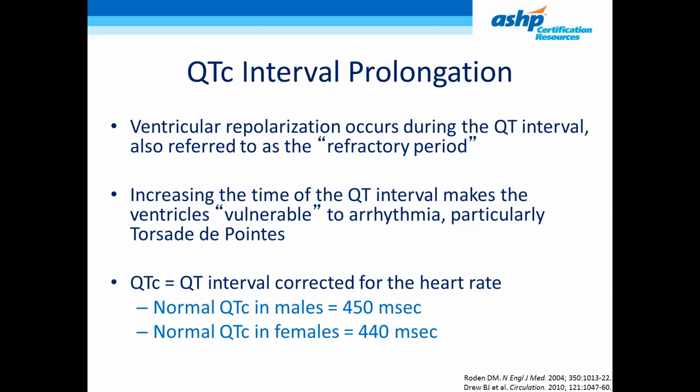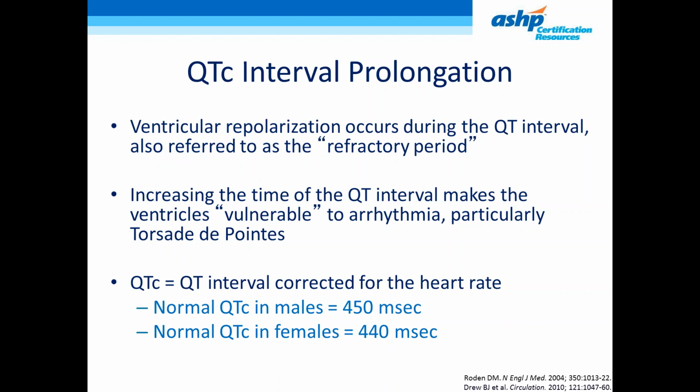If you increase the time of the QT interval, or you increase the time of this refractory period when the ventricles are relaxing and repolarizing for the next beat, it makes the ventricles vulnerable to arrhythmia, particularly to torsades. If you hear the stories of a baseball player that was struck by a baseball in the chest and had a cardiac arrest, it's most likely that if it was from the arrhythmia, the baseball struck just during this refractory period when the ventricles are vulnerable.